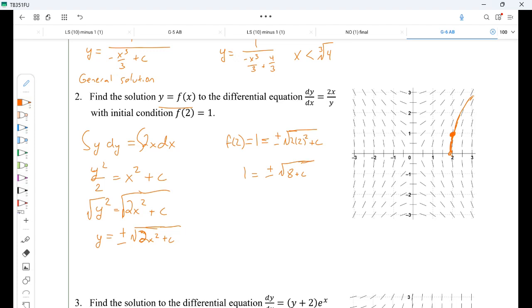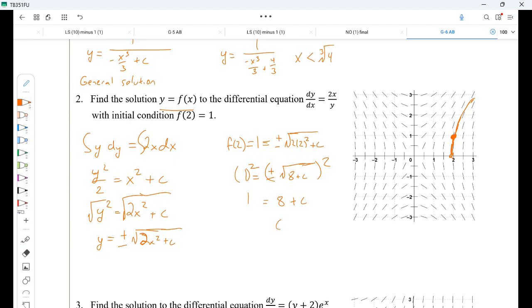So there's a couple different ways to solve this. I could just kind of look at it and figure it out. That's kind of what I want to do, but I'll solve it. Square both sides. You get 1 squared equals 8 plus c. Let's do it this way. And then when you subtract, you get c equals -7. Okay. Which means that our answer is y equals, we'll leave it, square root of 2x squared minus 7.